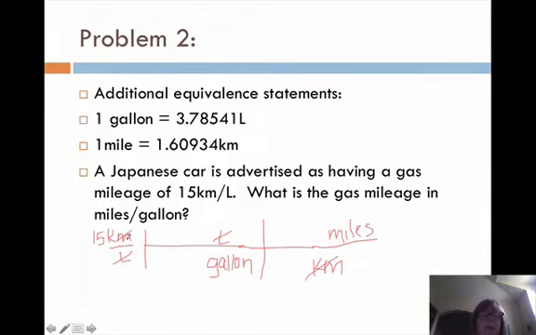Now, our units have canceled. We're left with miles in the numerator, which is what we want, gallons in the denominator. Now let's put in our numbers.